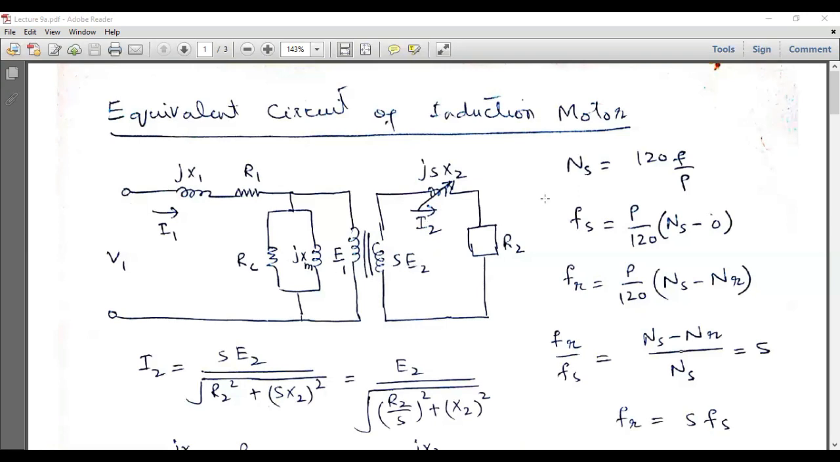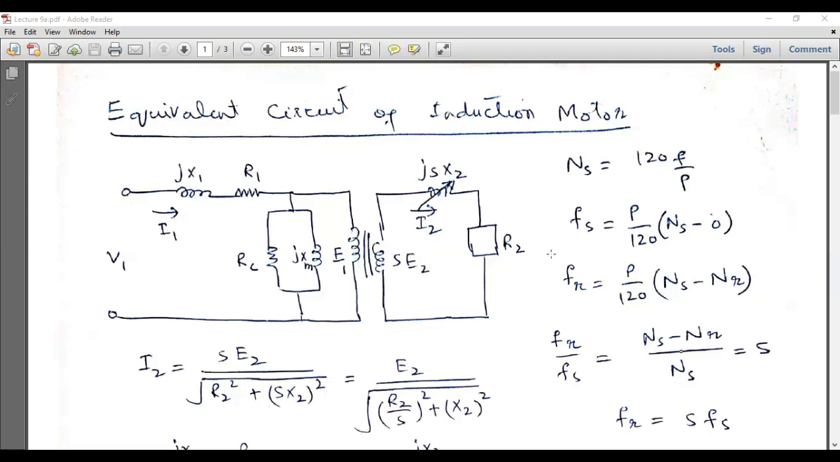And from the previous discussion, we have already derived an expression for the synchronous speed, which is 120 f over P. So from this expression, the frequency of current at the stator side, Fs, after rearranging, is equal to P over 120 into Ns. Since the stator is a stationary part of the induction motor, we can write Ns minus 0, where 0 is the mechanical speed of the stator, and Ns is the synchronous speed, which is the speed of the revolving magnetic field.